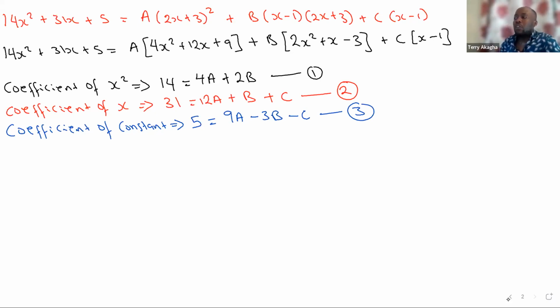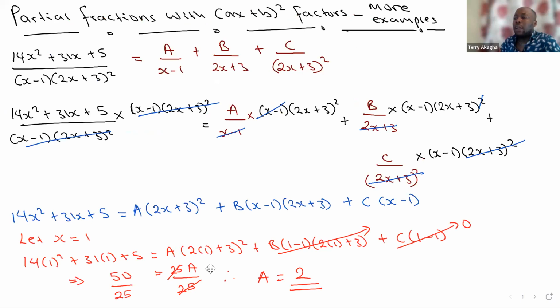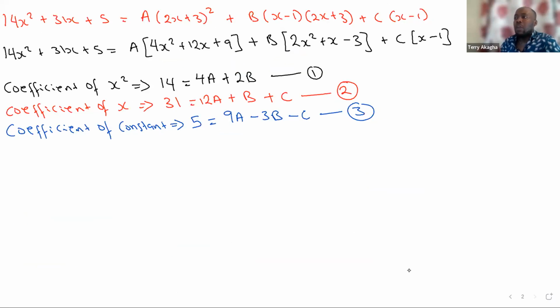But remember, with the substitution method, I already know what the value of my a was already. I know my a was equal to 2, okay? So that means from there, I can get my b from equation 1. Does that make sense? So that means I can substitute. I'm going to substitute.